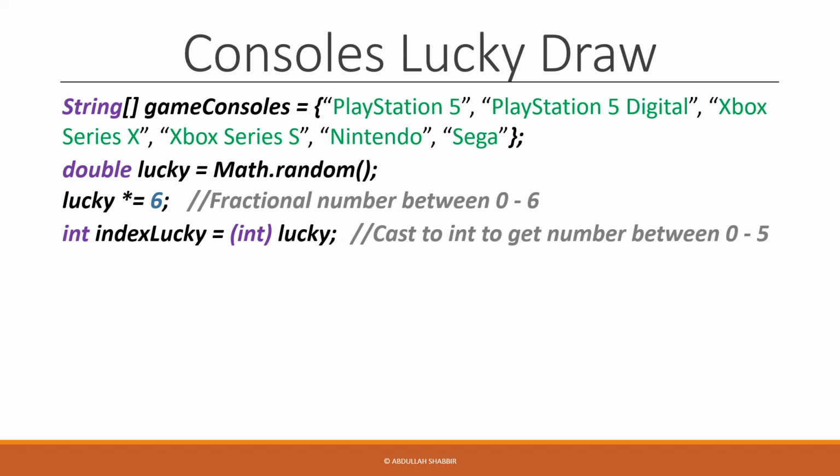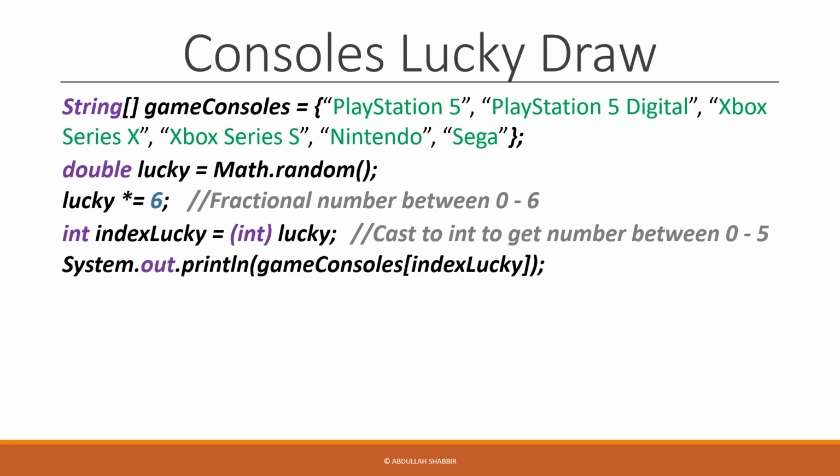And it is an integer, so we can access any particular part of the array. So the last thing we want to do is to print out the name of the console which was randomly picked. So we go ahead and say System.out.println and then we say gameConsole square brackets luckyIndex. So based on the random number that was generated, this luckyIndex can be anything between 0 and 5. So we randomly pick one of those and display it in the print screen.